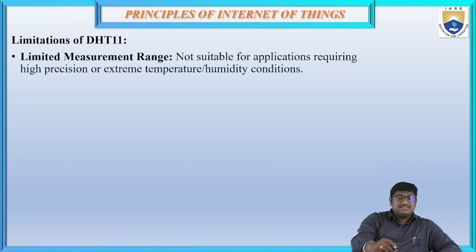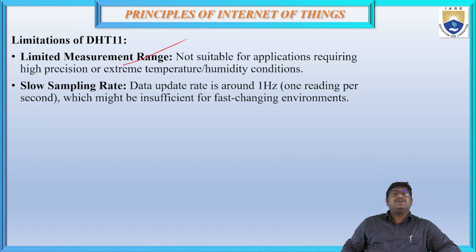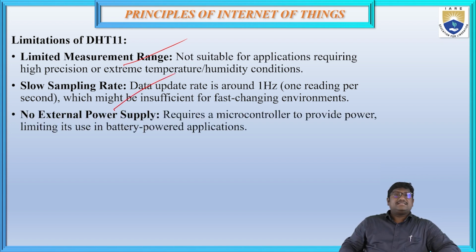There are some limitations. A limited measurement range will be there for both sensors. As I told you previously, 0 to 50 degrees and a particular humidity range. And coming to sampling rate, the data rate is 1 hertz only, which is one reading per second. No external power supply is provided to this DHT11.